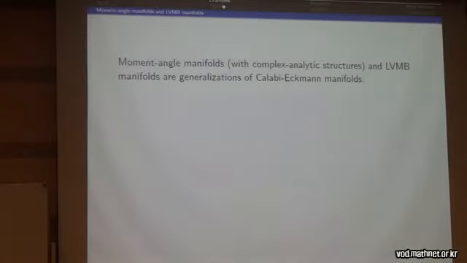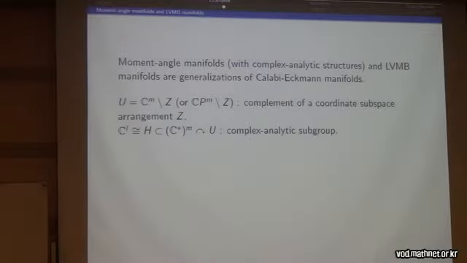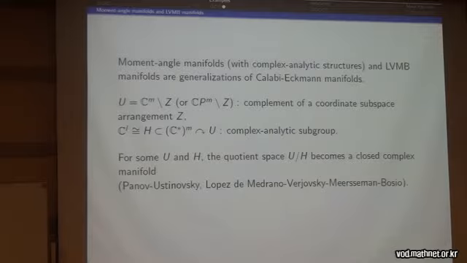And I should mention the earlier works, which are a motivation of this talk. Moment-angle manifolds with complex analytic structures and LVMB manifolds are generalizations of Calabi-Eckmann manifolds. Let me explain their construction briefly. Let U be the complement of a coordinate subspace arrangement in C^m or CP^m. We consider a subgroup H, which is isomorphic to C^l, and the torus acts on U, so H also acts on U. For some special U and H, the quotient space becomes a closed complex manifold.